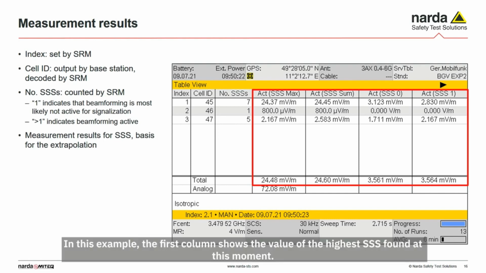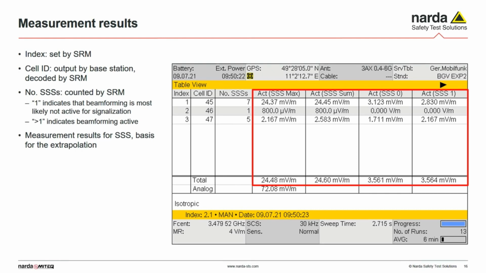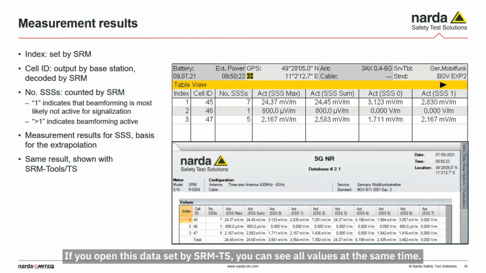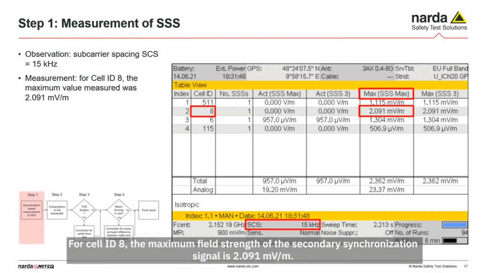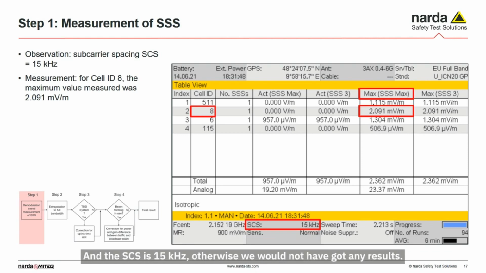In this example, the first column shows the value of the highest SSS found at this moment. If you open this dataset by SRM TS, you can see all values at the same time. But let's just extrapolate on the basis of a measurement result table. For cell ID 8, the maximum field strength of the secondary synchronization signal is 2.091 mV per meter. And the SCS is 15 kHz. Otherwise, we would not have got any result.